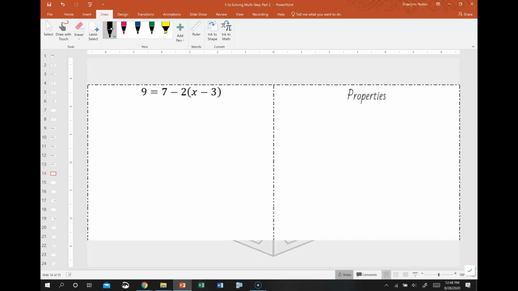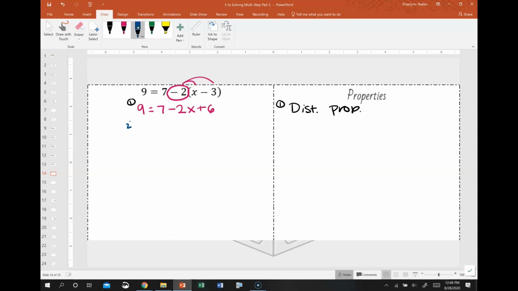Okay, so let's do one, so you can kind of see what I'm talking about. So here in this problem, I see that I have a -2 that I need to distribute in order to start solving. So I need to get it as simplified as possible. So right here, after I distribute, I would have 9 equals 7. None of that changed. The -2 times x is -2x, and -2 times -3 is a positive 6. And the property that says that we can do that, so this is step 1, is the distribution property. That's why we are allowed to do that.